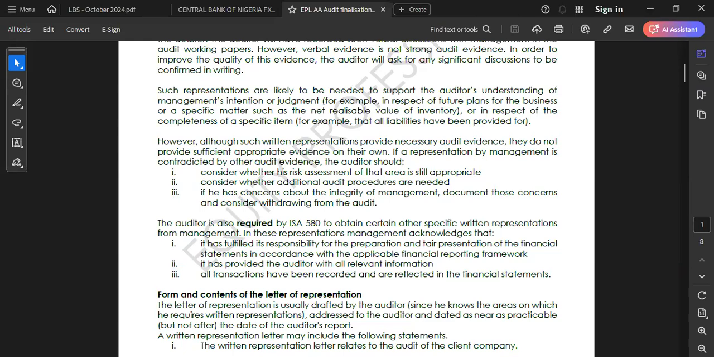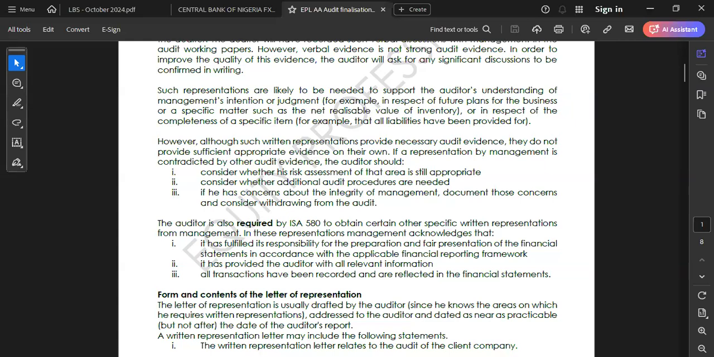But when he is now asking management to provide management representation, they are giving him a document that is not supporting his view of high risk. Maybe management is saying that that risk is a low risk. Now, number one thing the auditor should do is to consider whether the risk assessment he has carried out is appropriate. If the risk assessment is appropriate, it means he can't use that written representation.